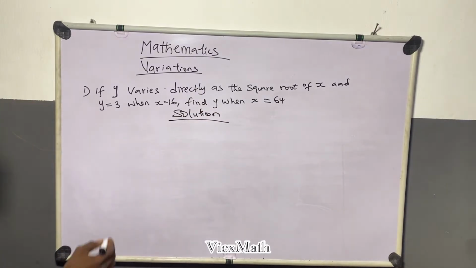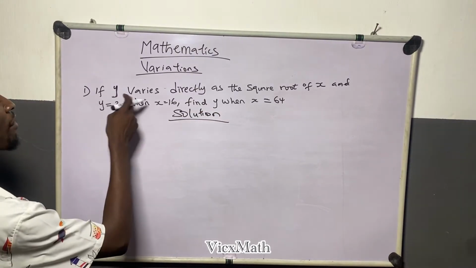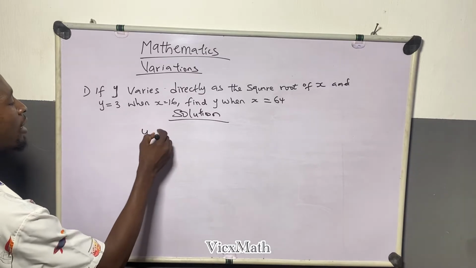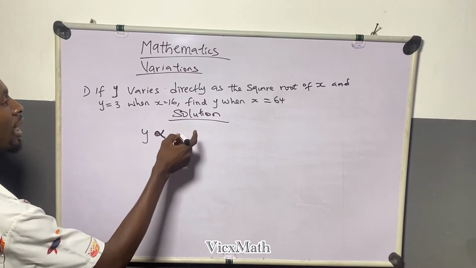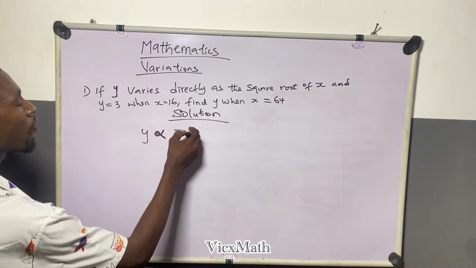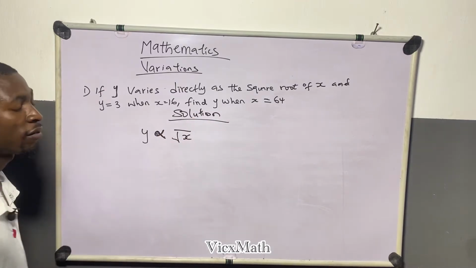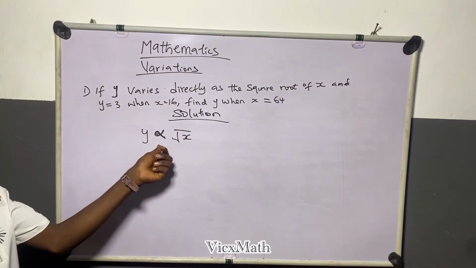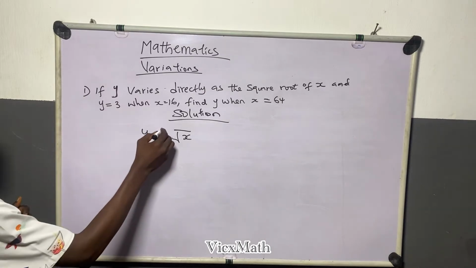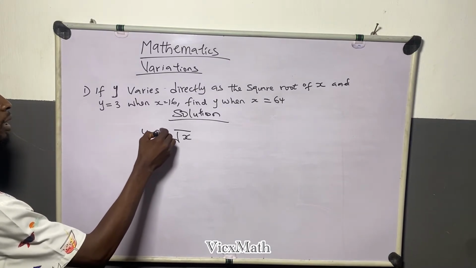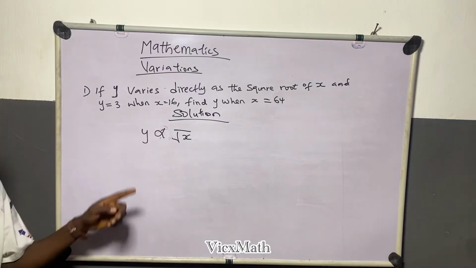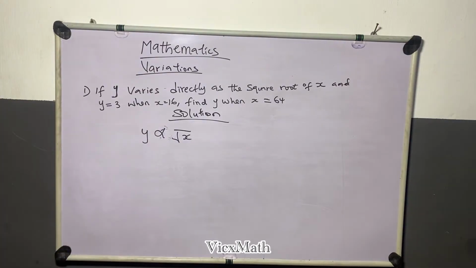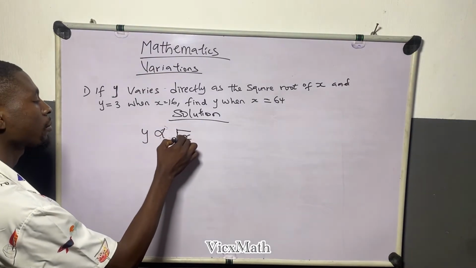One thing you should know, this is what we said: y varies directly. This is called varies. This is the way you write it. Varies directly as what? The square root of x. You understand? This is varies directly or directly proportional. You can equally say directly proportional. So, y varies directly proportional to the square root of x. Are you with me?